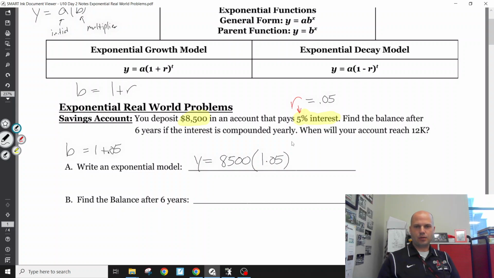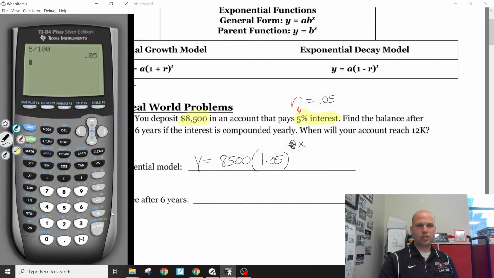And that's going to be to the years or to the time or to the x. It doesn't matter if you use t or x. We're good here. And this can be graphed so we can kind of see our situation. Now, if you graph using a graphing calculator, great. If you graph using Desmos, great. I'll show both.